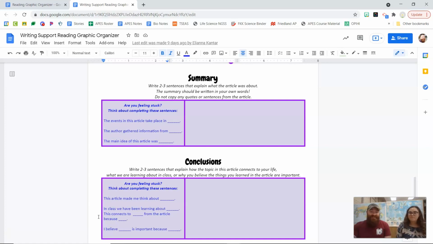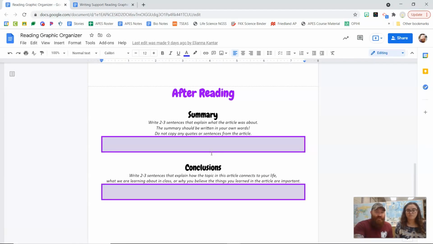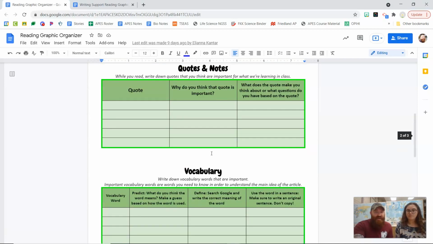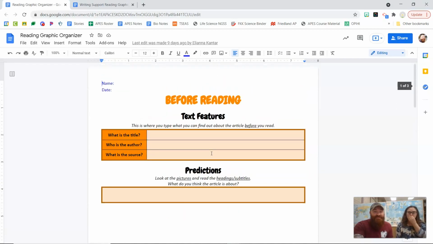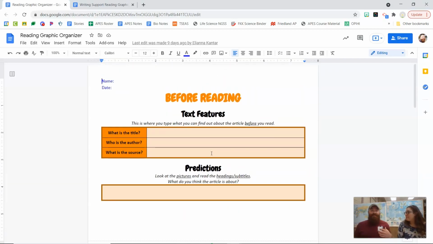This is really cool because you can start off with this writing support one and they can get an idea what it looks like. So for the following ones, you can switch to this reading graphic organizer without those supports. And if you have students who are at mixed levels and they're both reading the same article, some students can get that writing support while others get this other one that's blank.